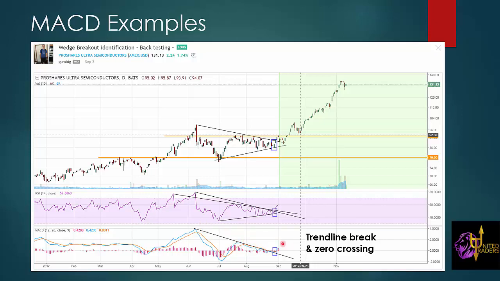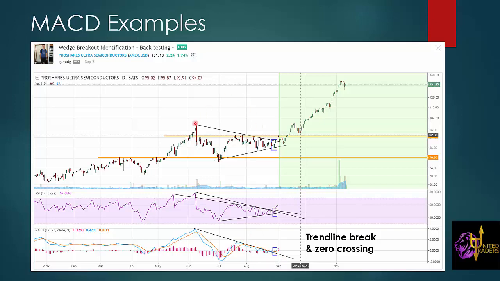And look, we get a trend line break along with a zero crossing, along with a signal crossing as well, right? We said earlier when the two lines cross, it's a signal cross. So we have like three things occurring right here, and so we're stacking up our odds here, right? MACD has a very powerful signal going on right here.